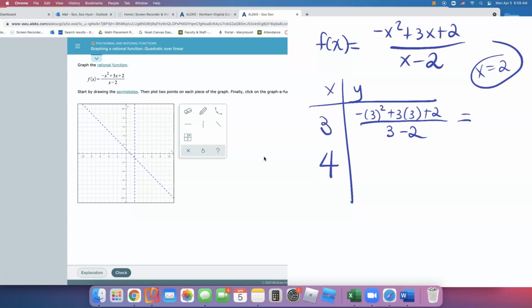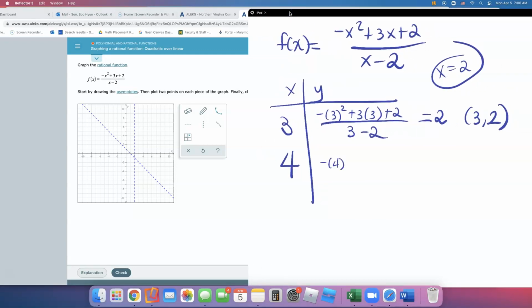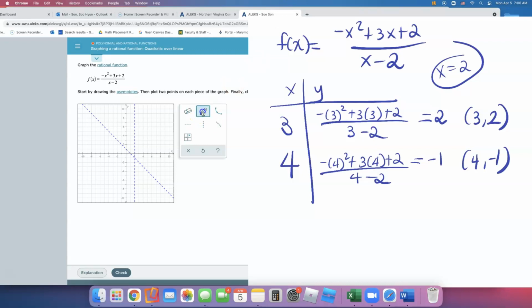let's see what I get. Two. So very nice point. I'm going to plot 3, 2. And another one, if I plug in 4, it's going to go a little bit faster because I typed up something similar in my calculator. I just need to go up and change the number 3 to 4 this time. When I evaluated that, I got negative 1. So 4, negative 1.